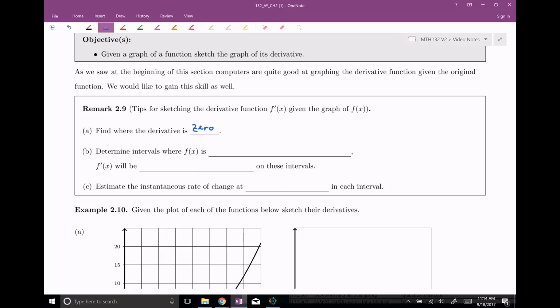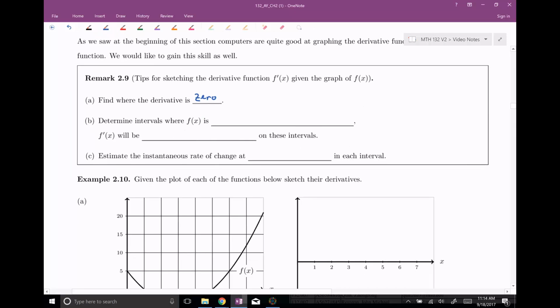Next, we want to determine the intervals where f is increasing or decreasing. So right, we already have the 0, so where is it increasing, decreasing? That's going to help us determine where that derivative will be positive or negative. Remember, if it's increasing, then it's going to have positive slope. Remember, derivative is just the same thing as slope. And if it's decreasing, then it has negative slope. Well, again, derivative is the same thing as slope.